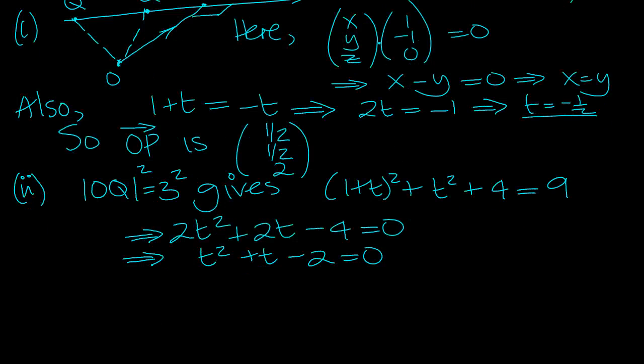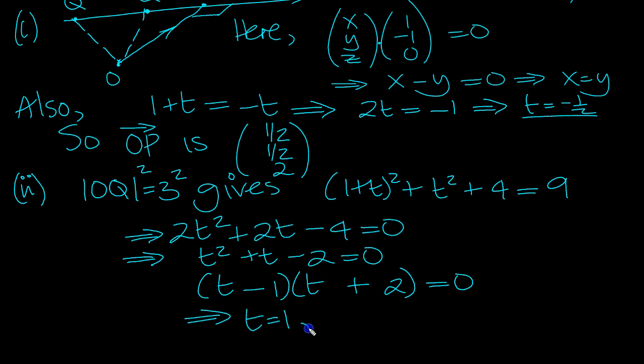And that tells us the values of t. So we should be able to factorize, hopefully. 2 1s, a plus and a minus. That gives us t squared, 2 take 1t is plus 1t. Minus times plus is a minus, 2 1s are 2. So t is equal to 1, and t equals -2. So Q.